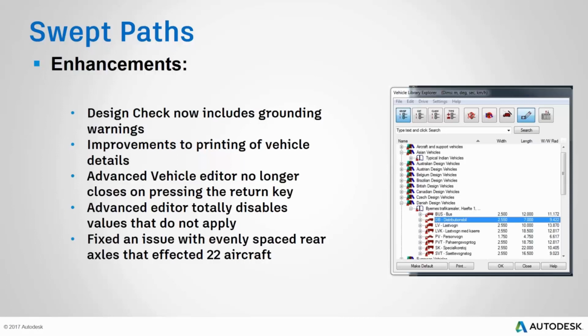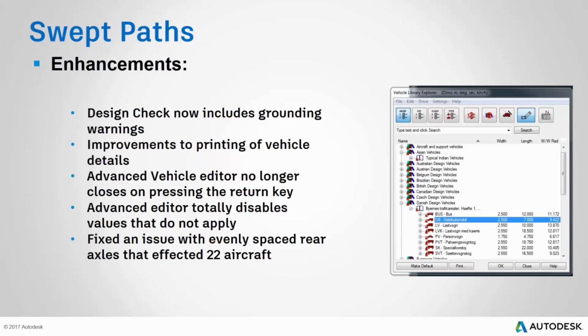We have fixed a couple of issues and made some improvements and layout changes on printing of vehicles so that they work better and more relevant information is displayed when you print a vehicle specification. A minor annoyance that we fixed in the advanced vehicle editor: if you hit the return key or enter key, the dialog box just closed. It's been reported by a few users. We've resolved it. It was a very minor change, but it makes using the advanced editor a lot easier.